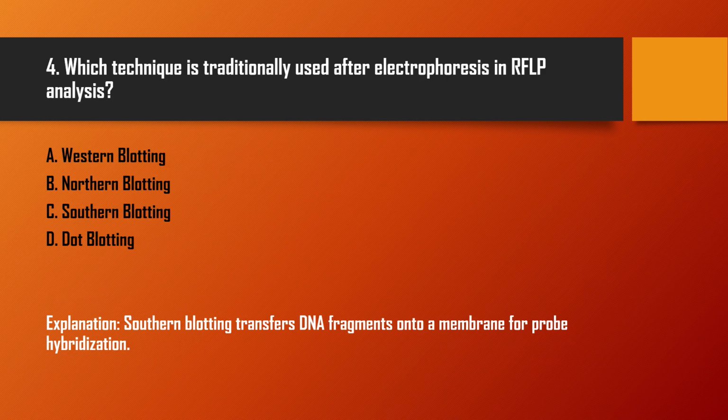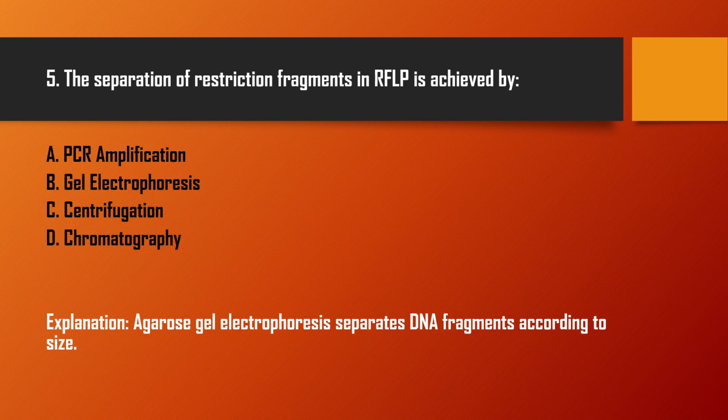Now, the fourth question is, which technique is traditionally used after electrophoresis in RFLP analysis? After gel electrophoresis, the separated DNA fragments are transferred onto a membrane using Southern blotting. A labeled DNA probe is then hybridized to the membrane to detect the specific DNA fragments of interest. So the answer is Southern blotting.